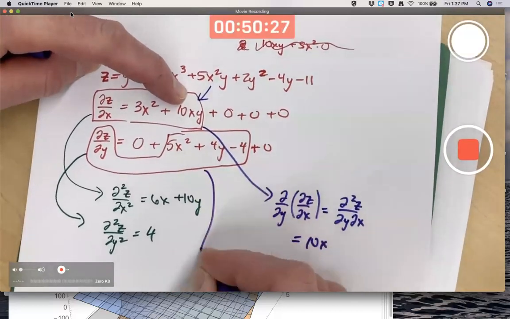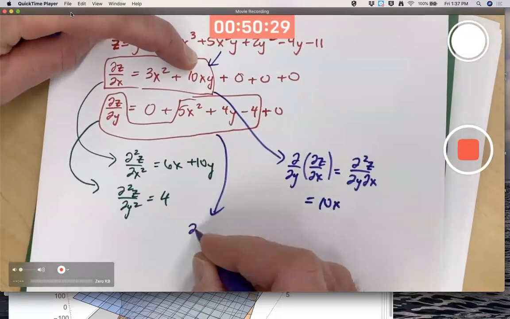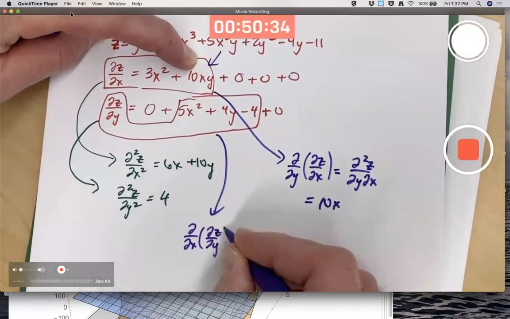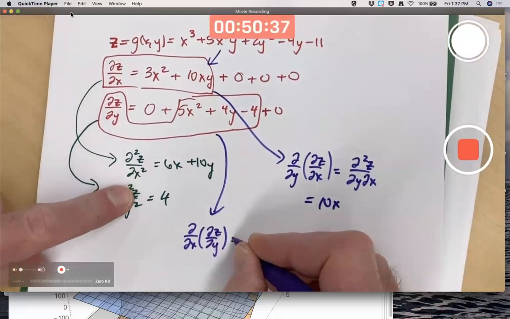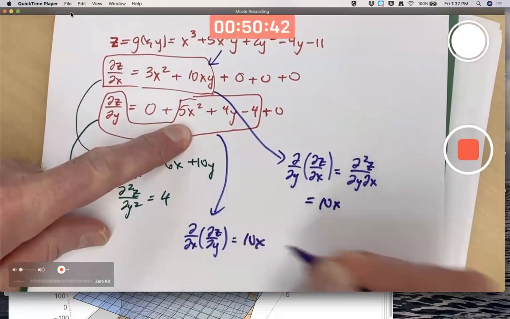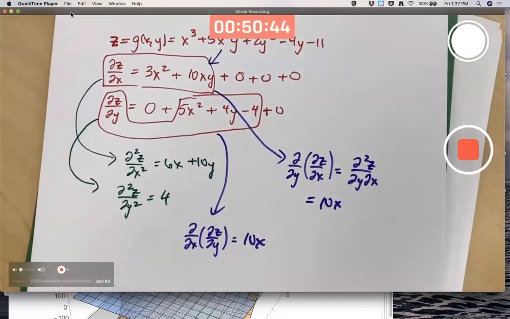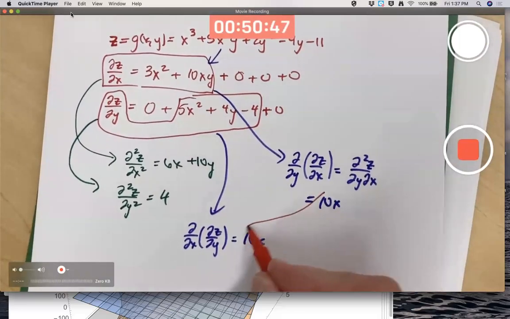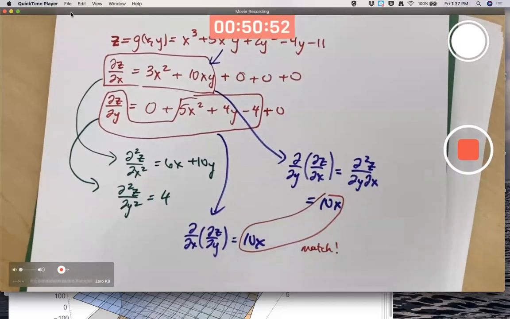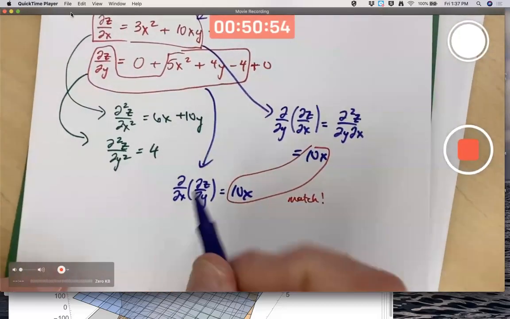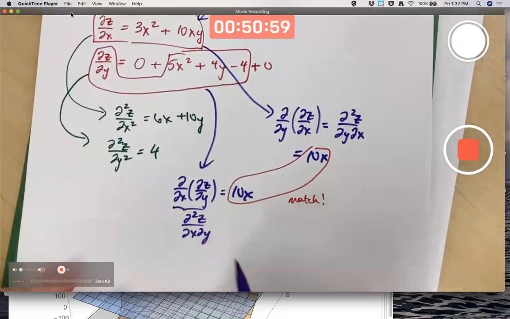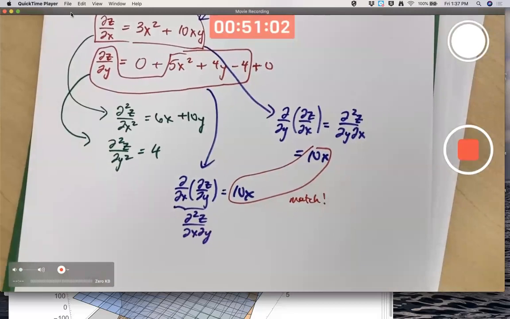And I could do a similar kind of thing with this one. I could differentiate that with respect to x, pretending the y is constant. Look at that again. Pretend the y is constant. X is the variable. I get 10x. Hey, those match, even though I got them in different ways. Oh, by the way, the shorthand notation for this without parentheses would be this. Those match.